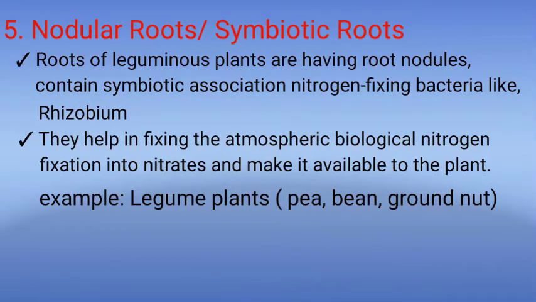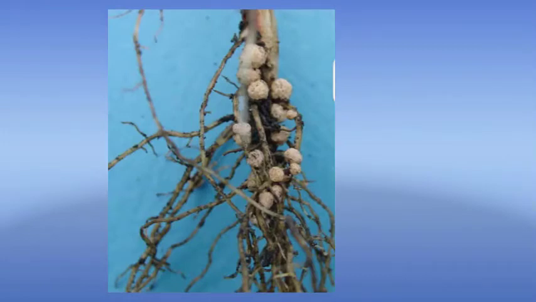Let's see the diagrammatic representation of nodular roots. Root nodules are round shaped projections which are present at the region of root maturation. So these root nodules are harbors or shelters of the symbiotic nitrogen fixing bacteria Rhizobium. It helps in biological nitrogen fixation in leguminaceae family plants like pea, groundnut, bean, etc.